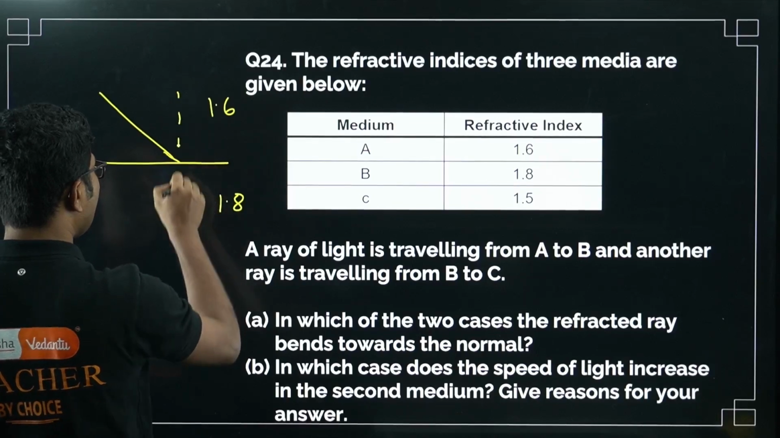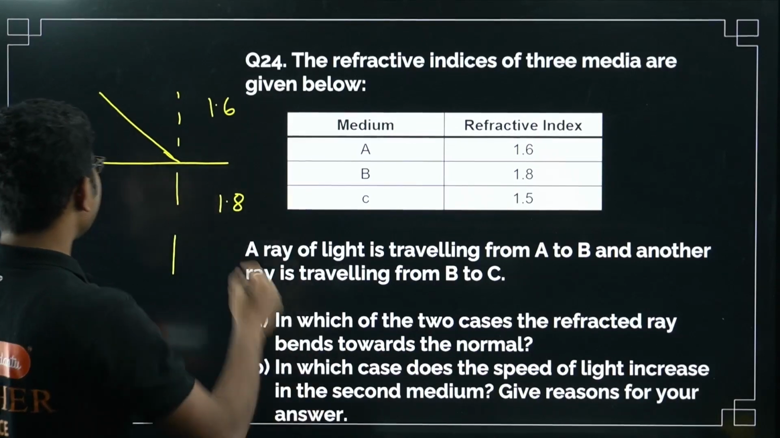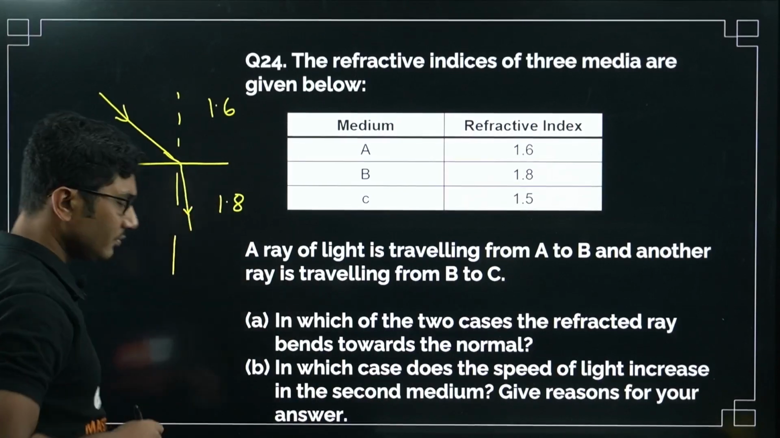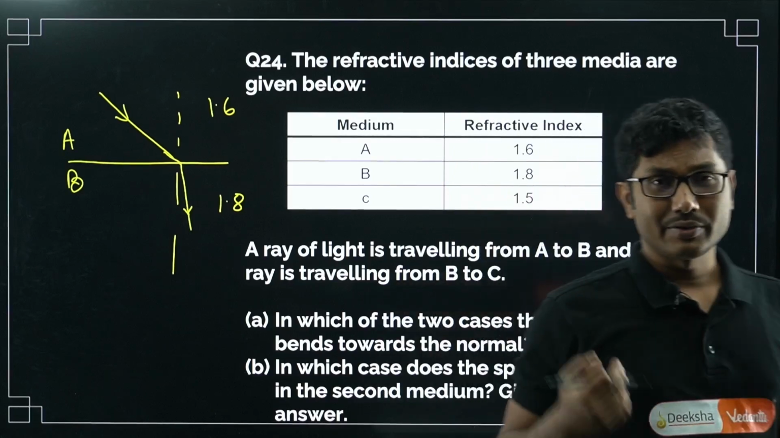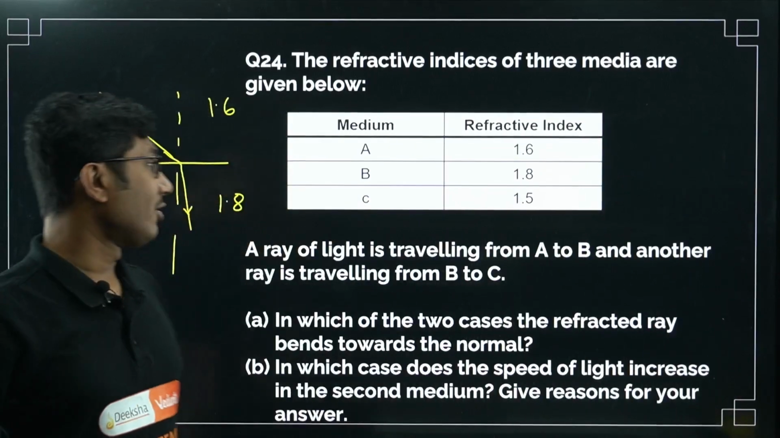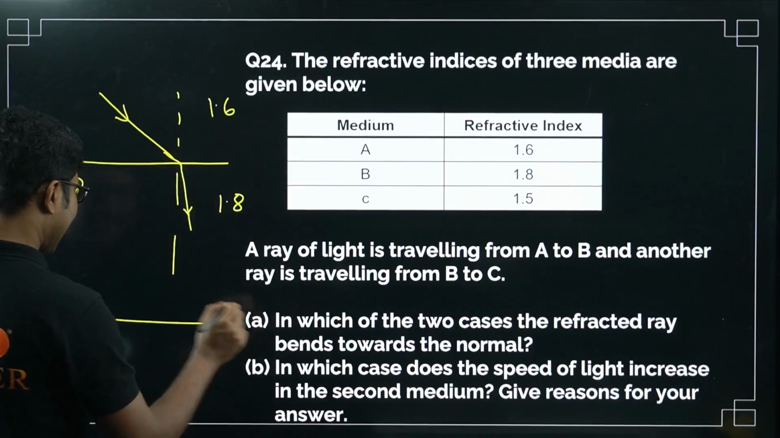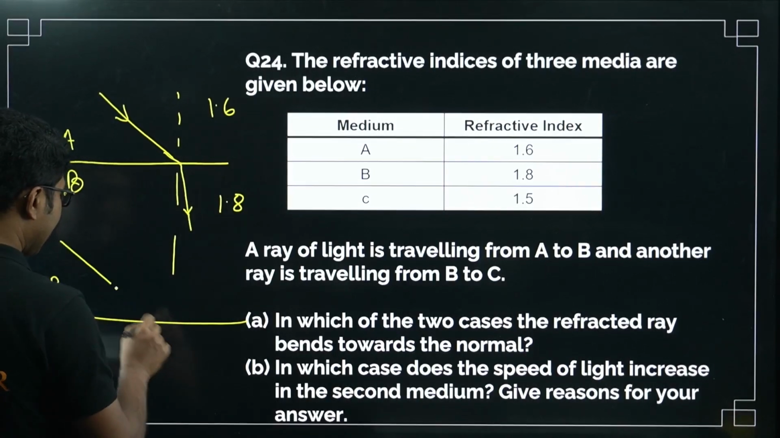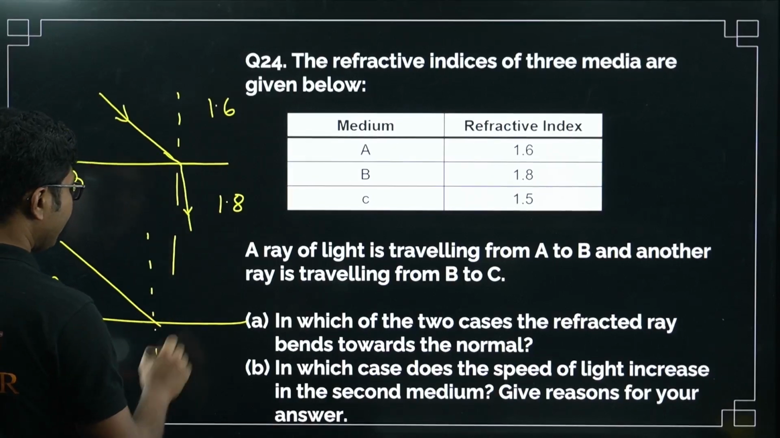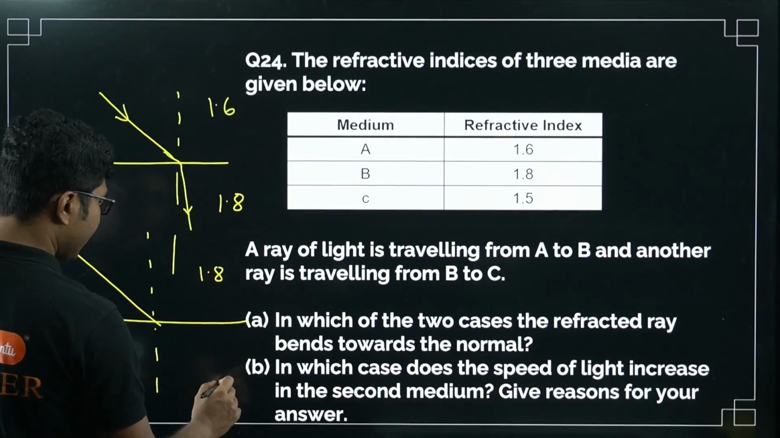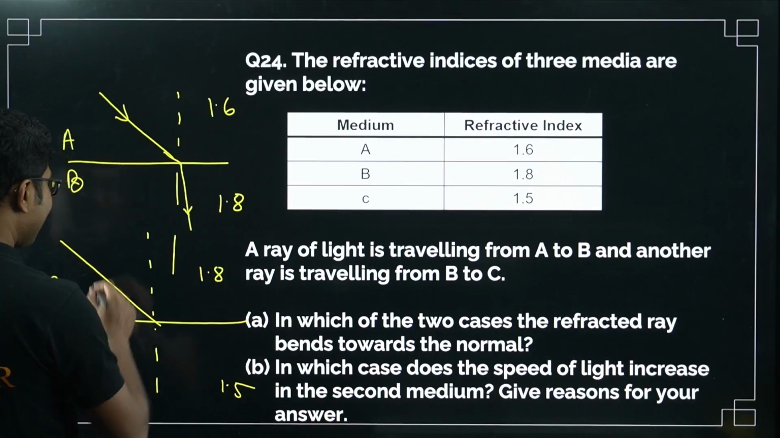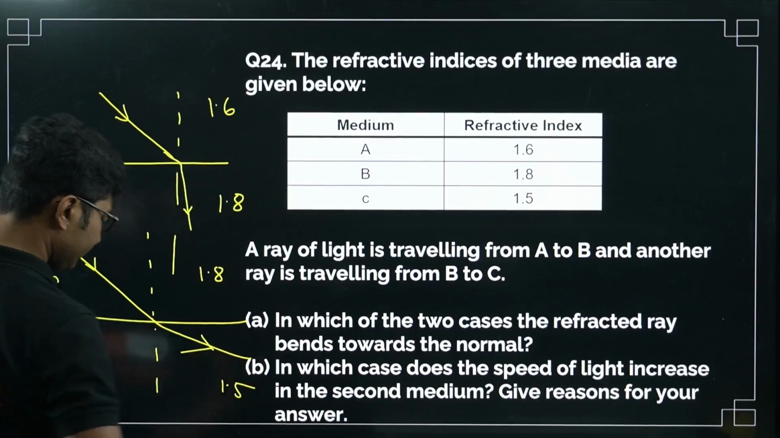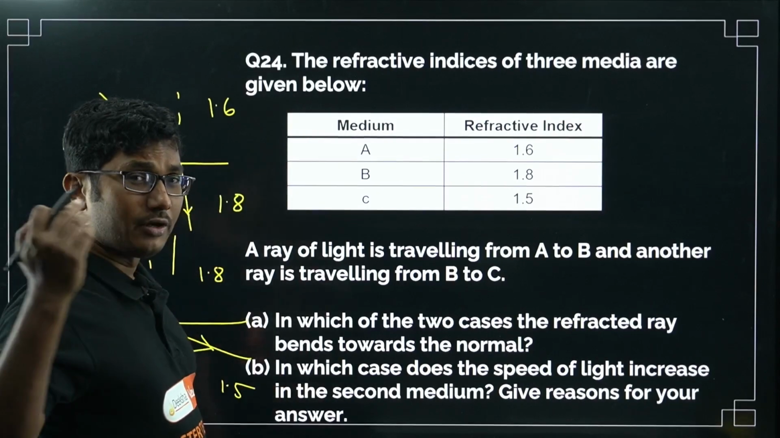So a light ray is traveling from rarer to denser medium, so definitely it will bend towards the normal. Whenever a light ray travels from rarer to denser, it bends towards the normal. Now the second case is a light ray traveling from B to C. The refractive index of B is 1.8 and the refractive index of C is 1.5. So the light ray is traveling from denser to rarer medium, so it will bend away from the normal. Not only that, there is a possibility of total internal reflection.